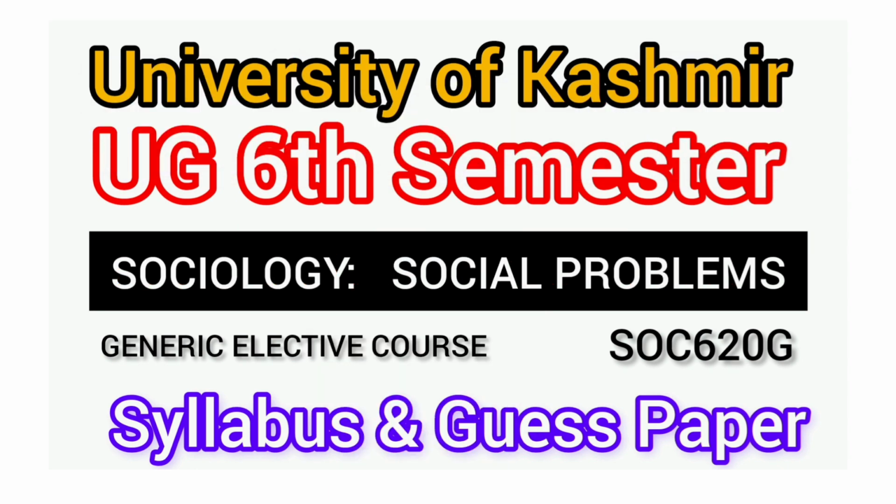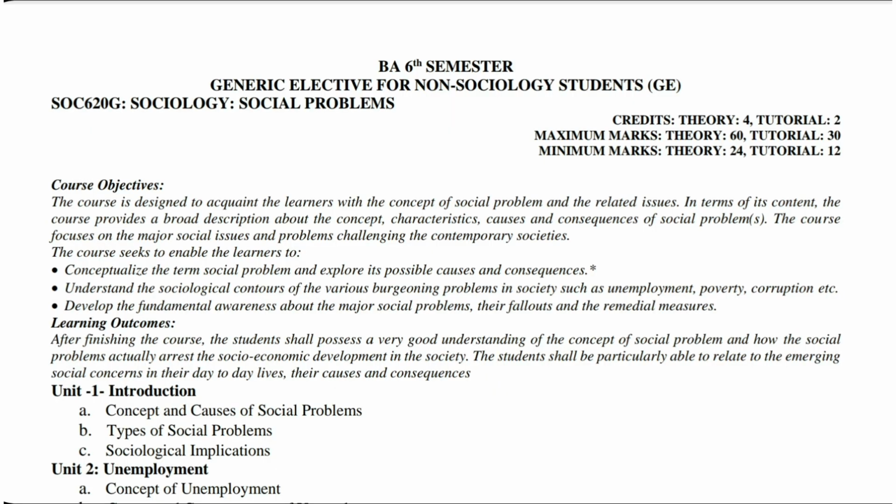In this video, I am going to share with you the syllabus and guess paper for UG 6th semester generic elective course Sociology, Social Problems. So let's get started. BA 6th semester generic elective for non-sociology students. Code of this subject is SOC 620G. And the title is Sociology, Social Problems.